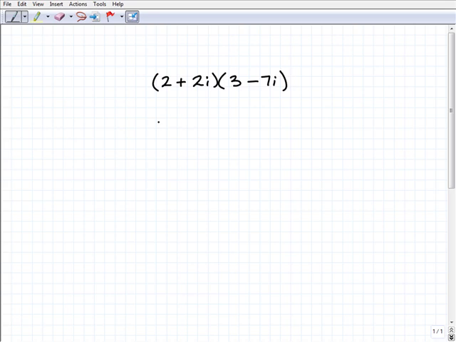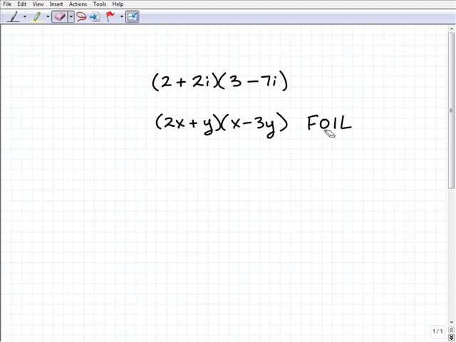If I said, say, 2x plus y and multiply that by x minus 3y, if you're watching this video and learning about complex numbers, you should be able to handle this particular problem. Most of you would use that FOIL technique: first, outer, inner, last. You multiply the terms and then you get your product and the result. That's exactly what we're going to do here.